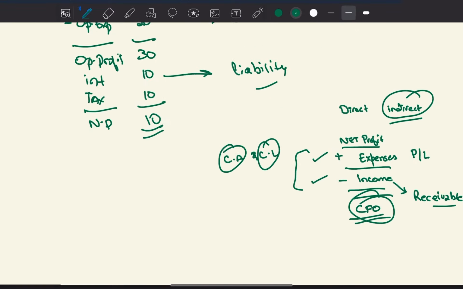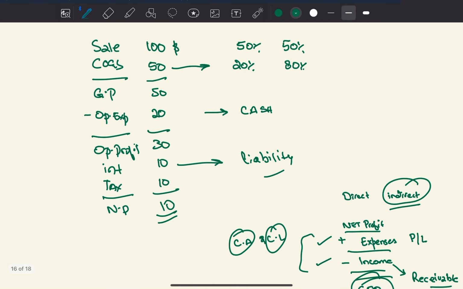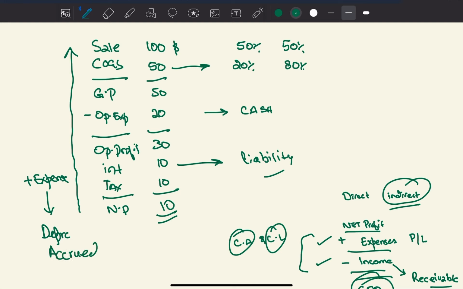So let's do it again. If I'm going to work my way upwards, I start adding all those expenses which I haven't paid, because the cash didn't leave the company, so I'm adding them back. Expenses like depreciation or accrued wages or tax liability. And all the income that we have yet to receive is a receivable, and I'll subtract that, and I'll reach a number that is known as cash flow from operations.